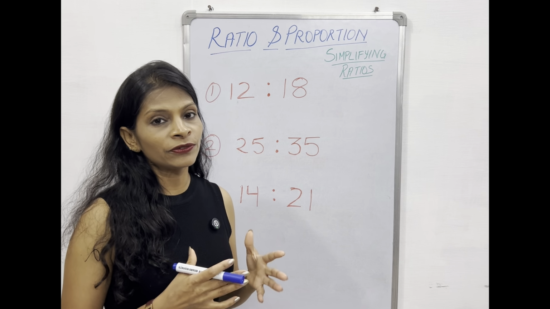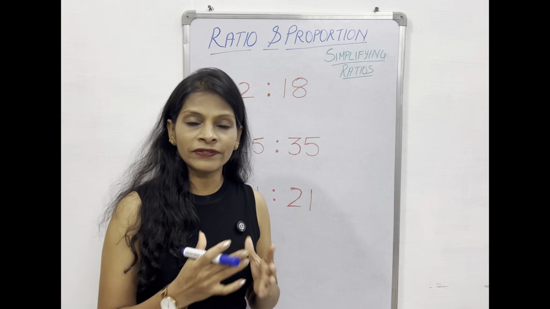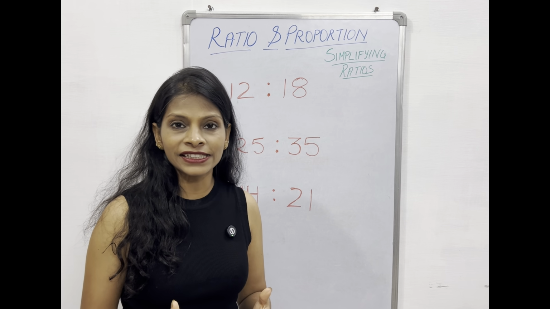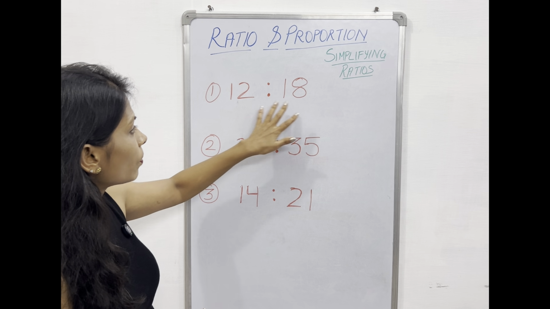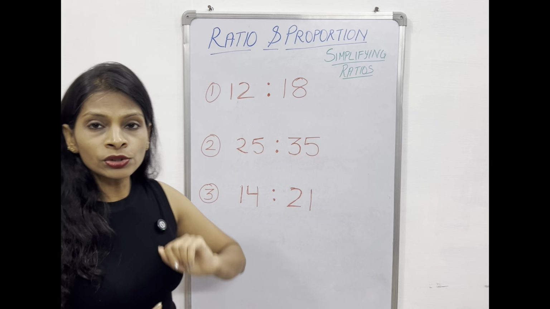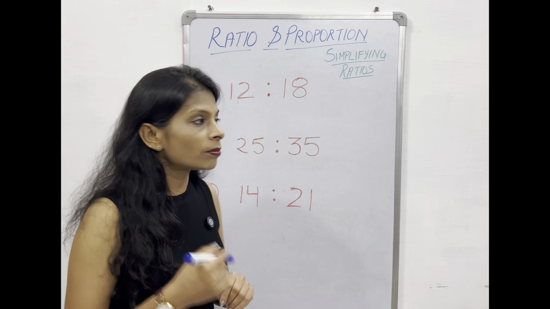Whenever we have to simplify a fraction or a ratio, we always look for the common factors, or we can also look for the HCF or the GCF, which is the greatest common factor between the two numbers. Or we can also look for common factors. If you're not able to find the HCF, you can look for the common factors.